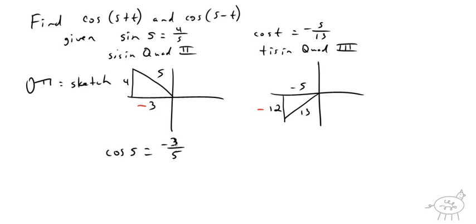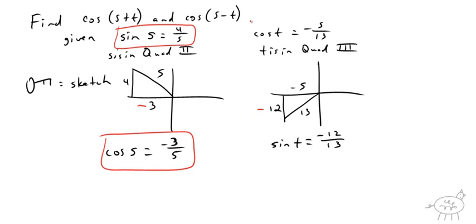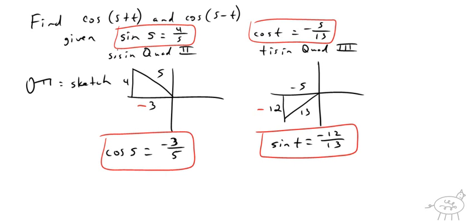Okay, it's pretty easy. And in order to get cosine of T, I need sine of T. So sine of T is going to be y over r, so it's -12 over 13. So here's the deal, math fans. I have sine of S, cosine of S, cosine of T, and sine of T. And when I want to come up with our equations, cosine of S plus T is cosine of S, cosine of T, opposite sign, minus sine of S, sine of T.